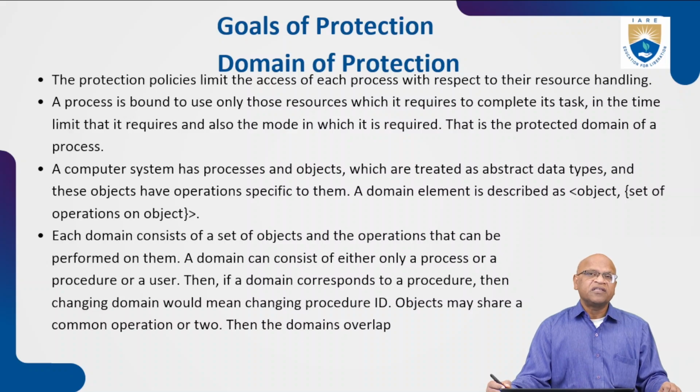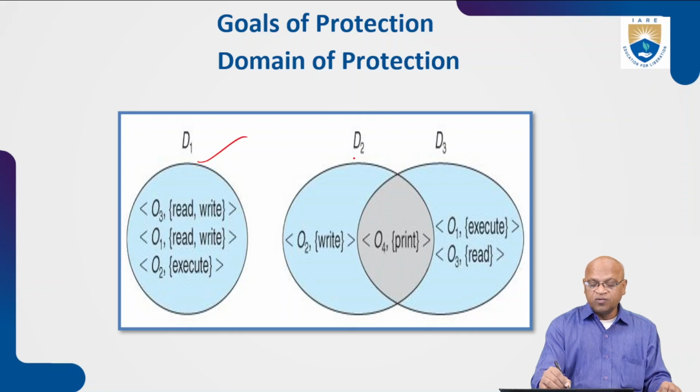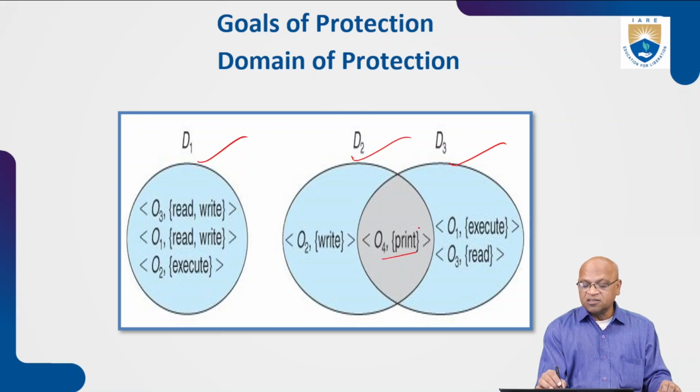A domain can consist of either only one process, a procedure, or a user. If a domain corresponds to a procedure, then changing domain would mean changing procedure ID. Objects may share a common operation or two; then the domains overlap. So this is domain 1, domain 2, domain 3. If they have common operations, such as print, on these domains, this is overlapping. This is objects 1, 2, 3 on this domain, and objects 1, 2, 3 and 4 on these domains.